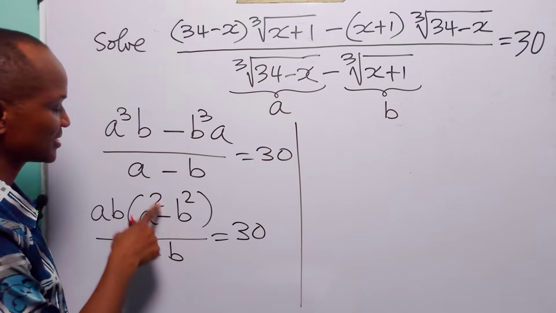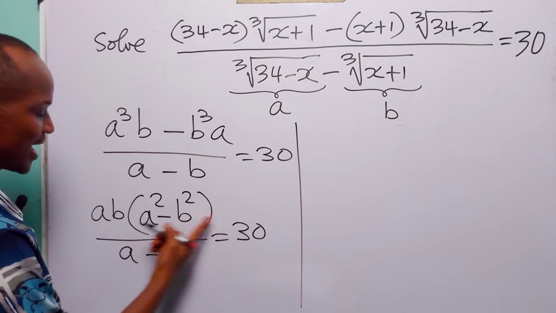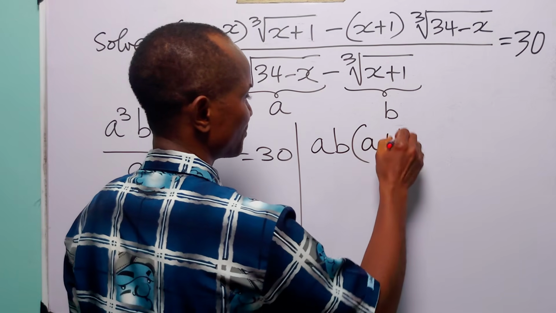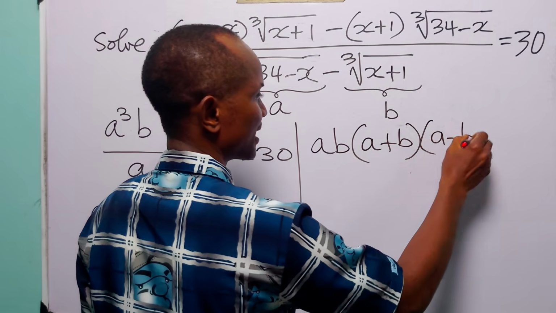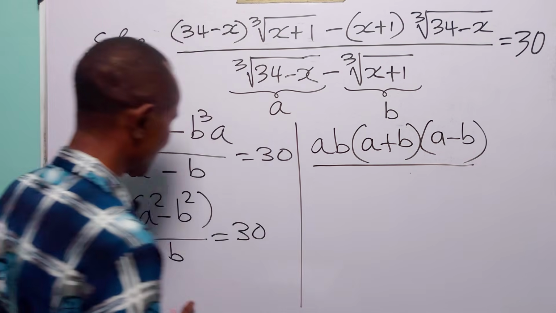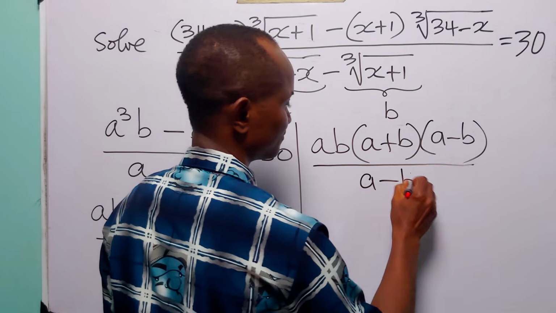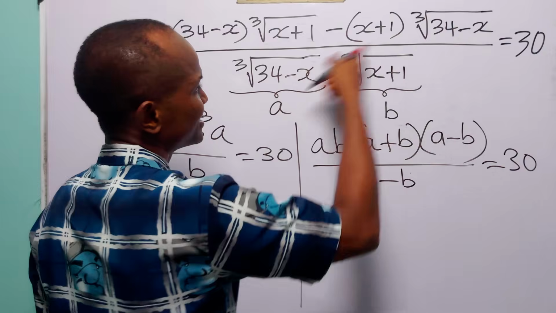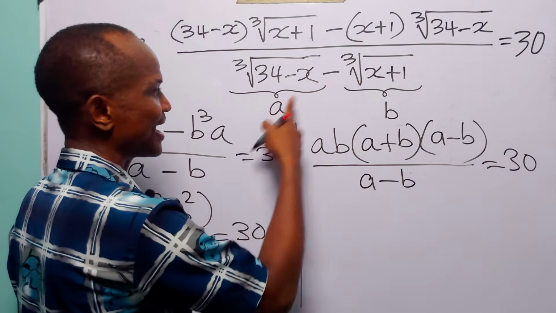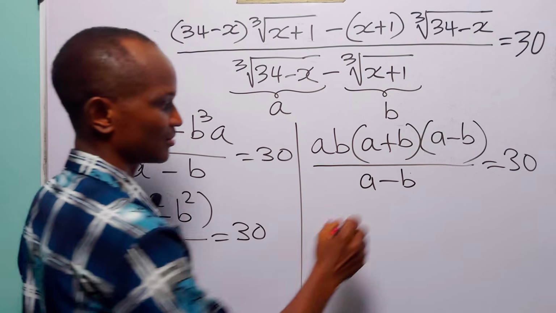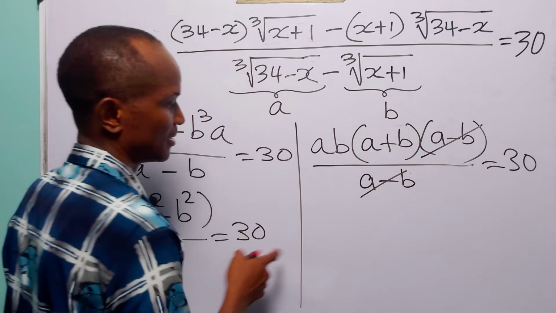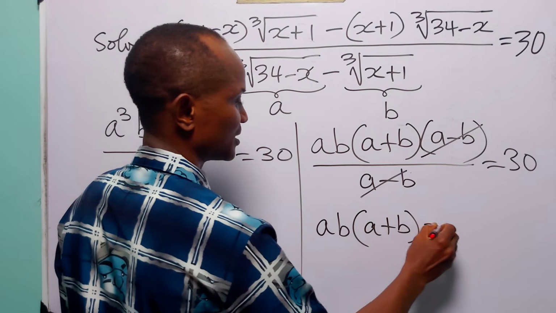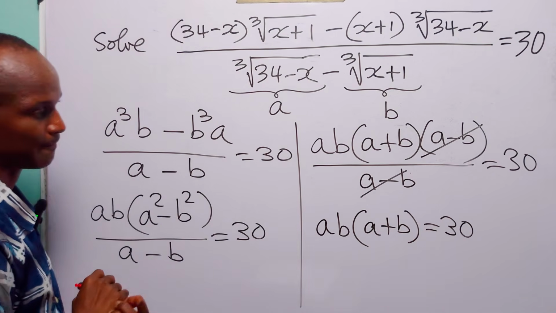Now here we have the difference of two squares, so we can further factorize this numerator. We have ab times a plus b times a minus b divided by a minus b. And of course, this is equal to 30. Now, you know that for the original equation to be defined, a minus b cannot be equal to 0. So this can cancel that, and we have ab times a plus b is equal to 30.